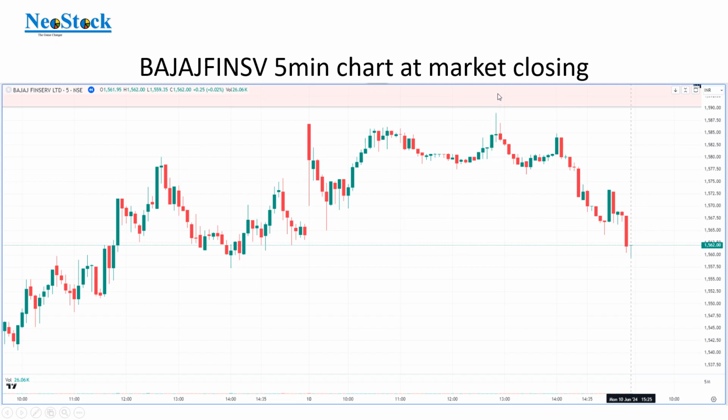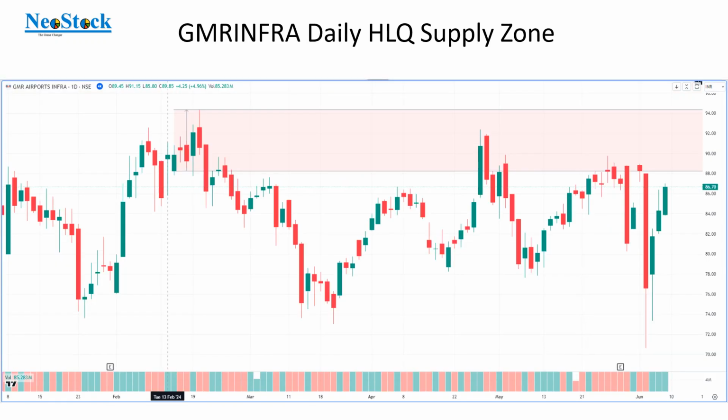Prices never entered into this zone. That means we didn't get a trade. But how we fine-tuned Bajaj Financial Services is very important. The next one is GMR Infra.